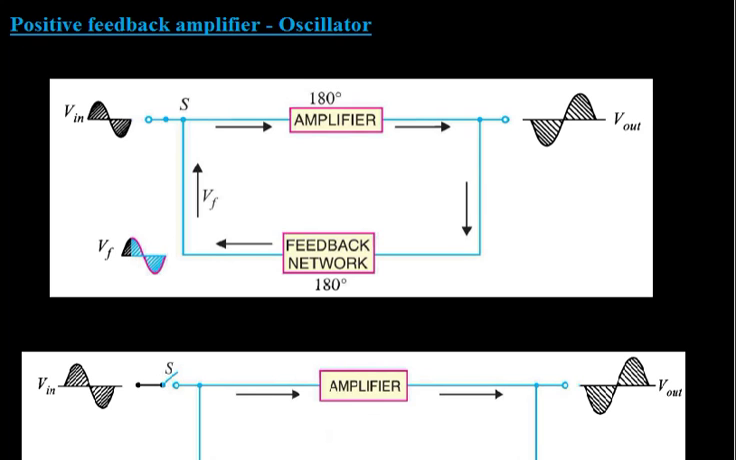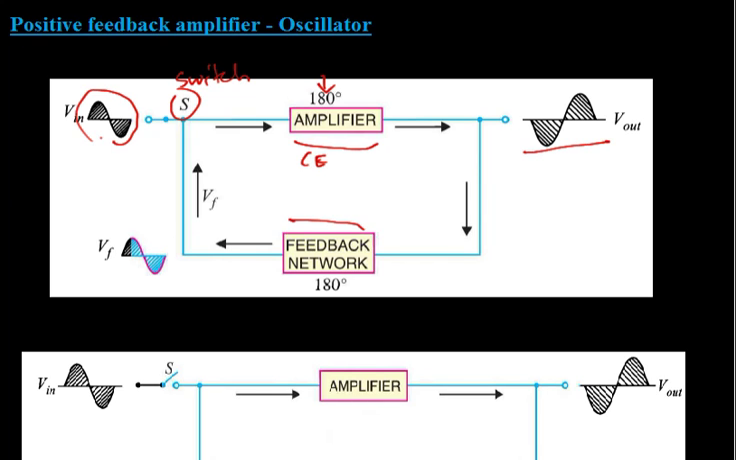a schematic diagram. Here it has an amplifier circuit and a feedback circuit, and a signal source is connected here, and the signal is connected to the amplifier through a switch S. When the switch is closed, the input signal appears across the input terminals of the amplifier, and if it is a common emitter transistor amplifier, it will produce a 180-degree phase difference of the signal, and also it will be amplified. So we will get an output voltage like this.